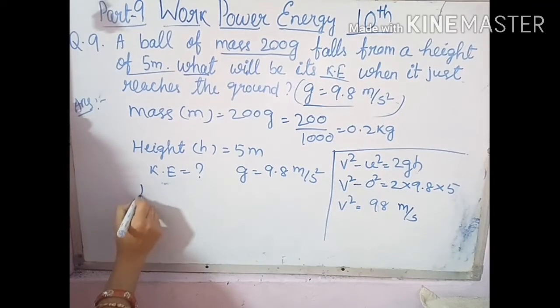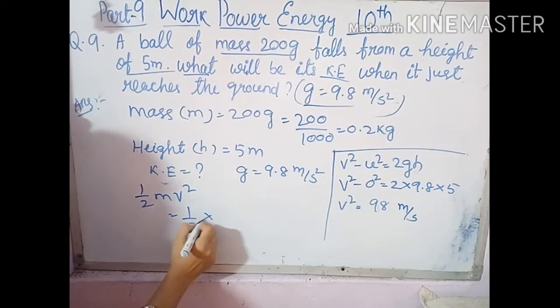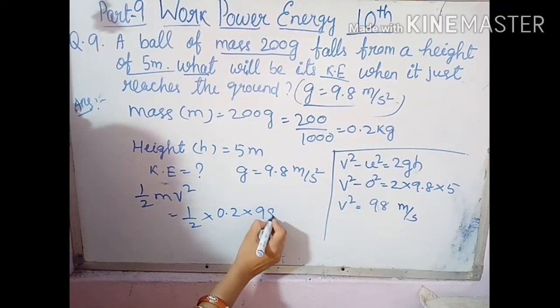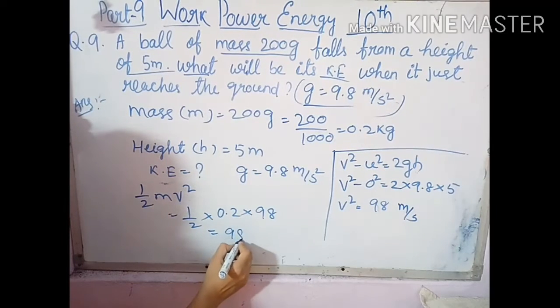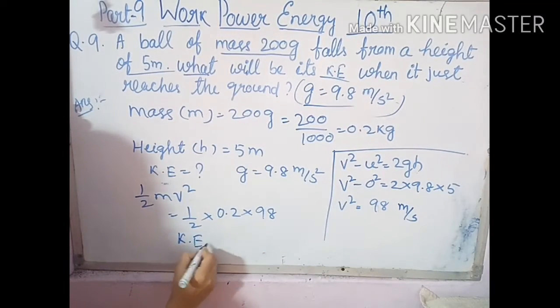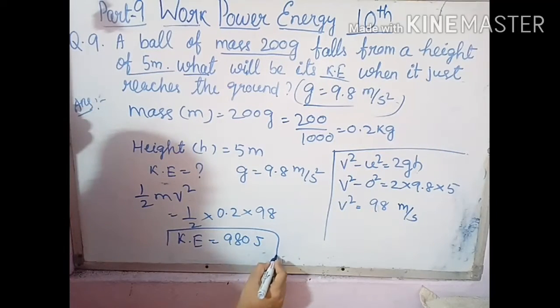Now find out the kinetic energy. As you know, half mv square. Half m means whatever is given, that is 0.2, and v square you will get is 98. So by calculating, your answer is 980 joule. So you can write kinetic energy equal to 980 joule. This is your final answer.